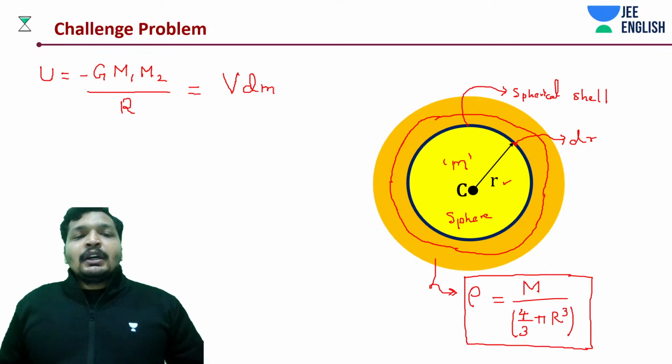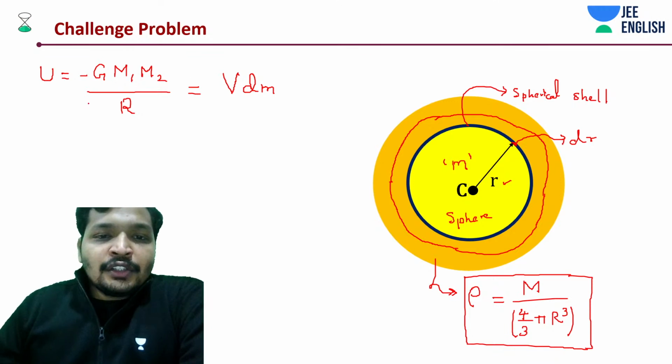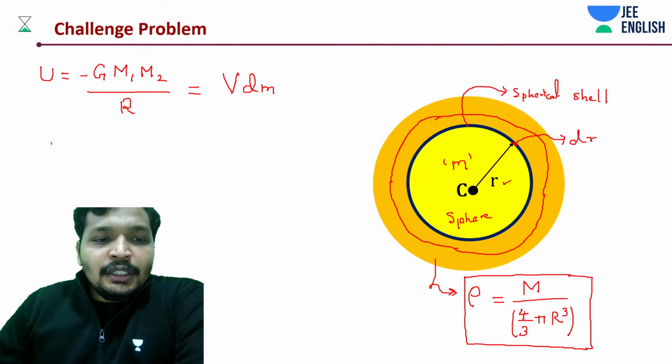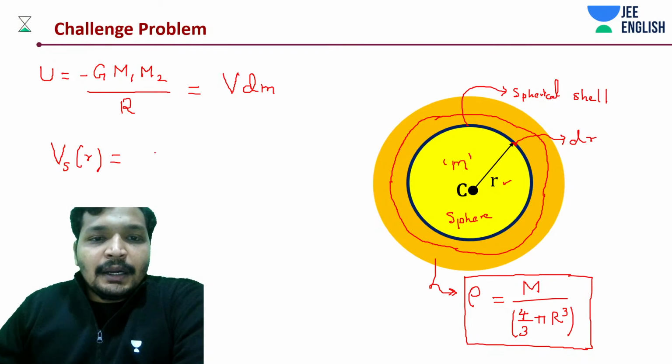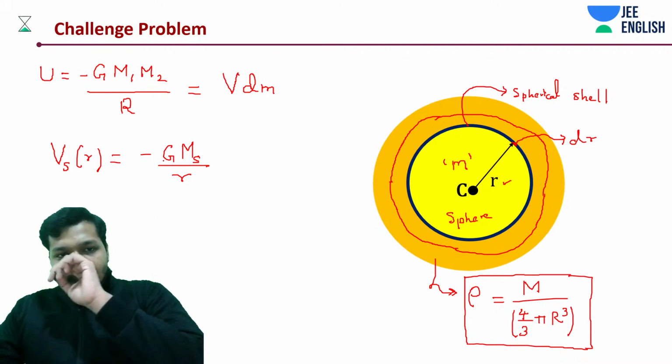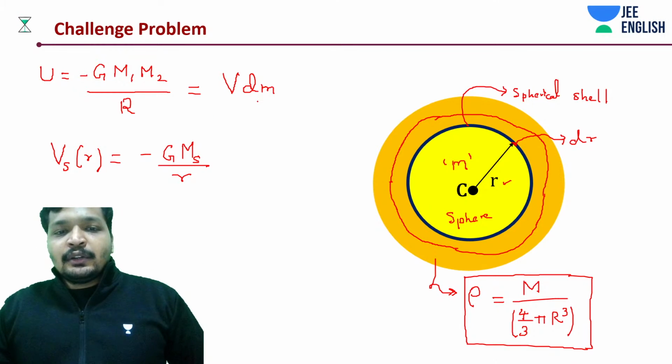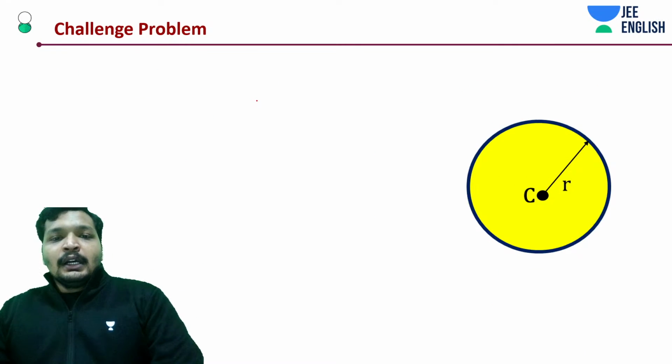So how do we work around this? That is something that we should be knowing. So first of all, what is V? V is going to be due to this small sphere with radius r, that's going to be like minus G of the mass of that sphere, divided by the radius of this sphere. And dm is something that we need to calculate.